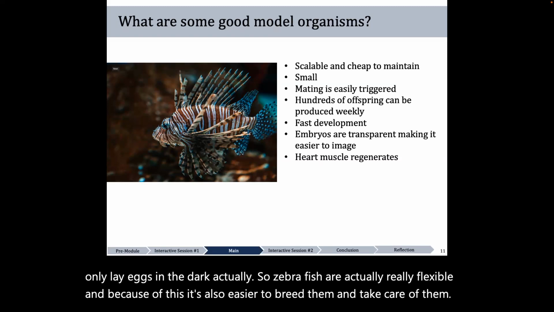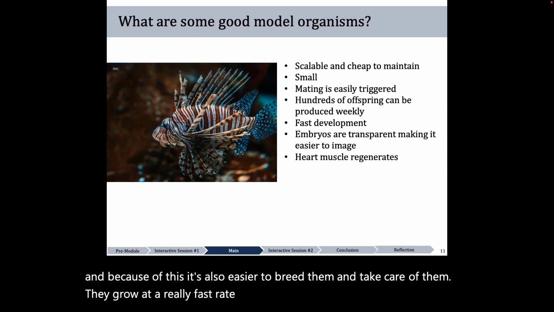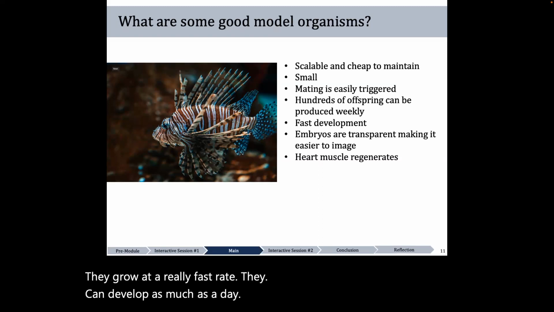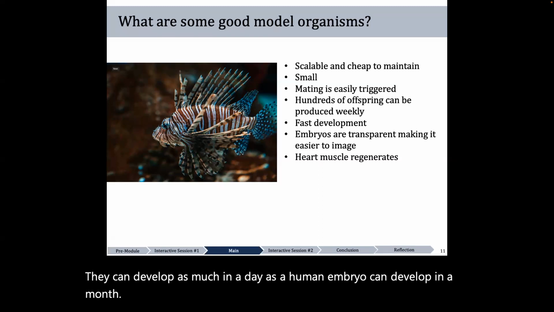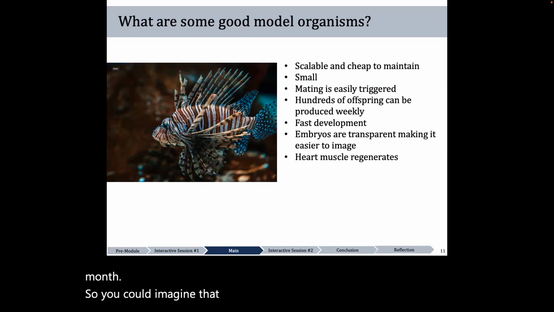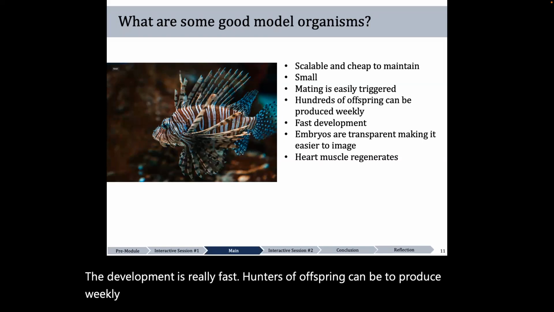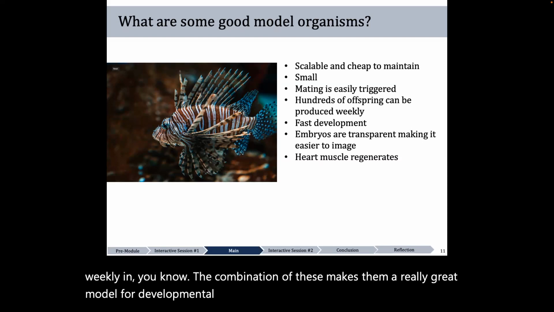They grow at a really fast rate. They can develop as much in a day as a human embryo can develop in a month. So you can imagine that the development is really fast. Hundreds of offspring can be produced weekly. The combination of these makes them a really great model for developmental research.